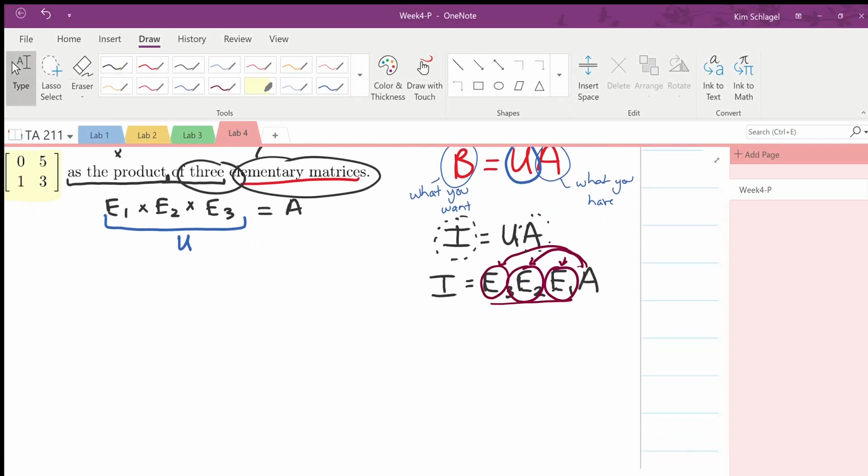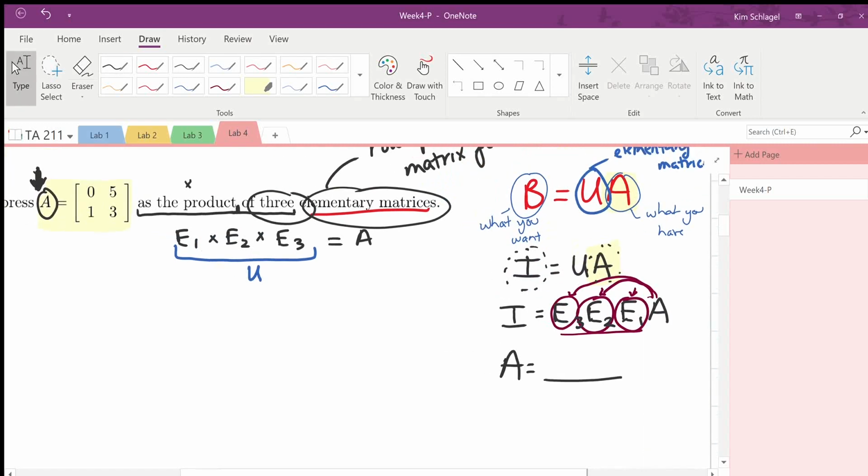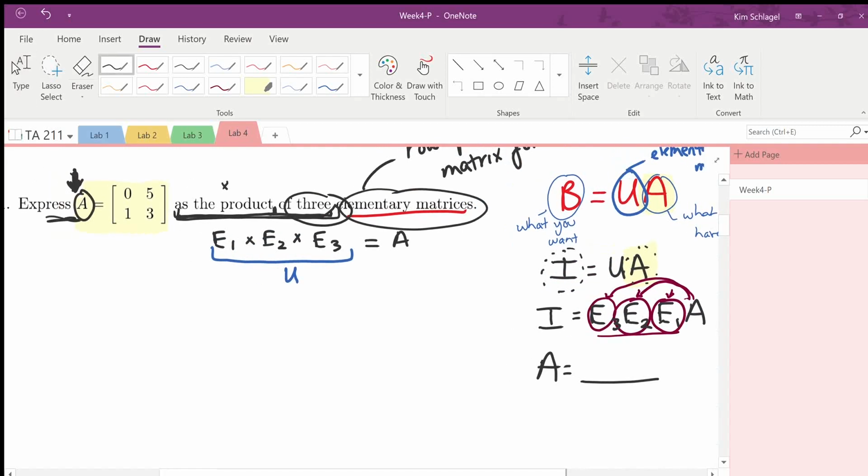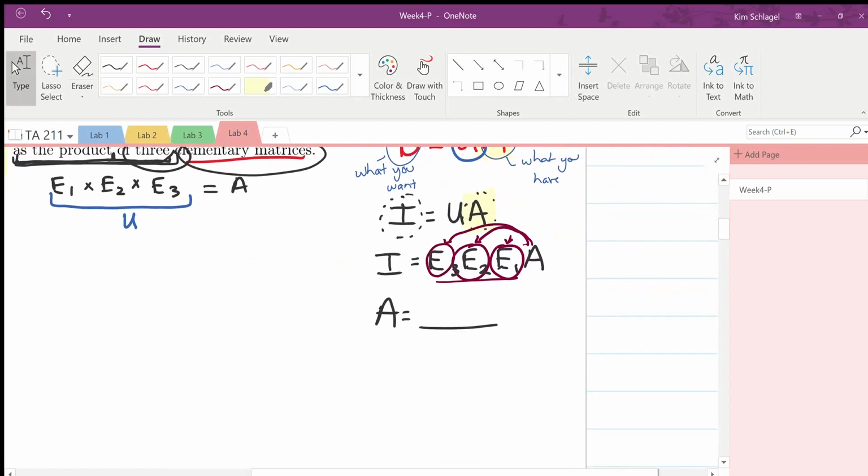Now, in our case, what we actually want to end up with is A. So we want to have A equaling something, right? Because what we want here is to express A as the product of 3 elementary matrices. So we want A to equal some elementary matrices.